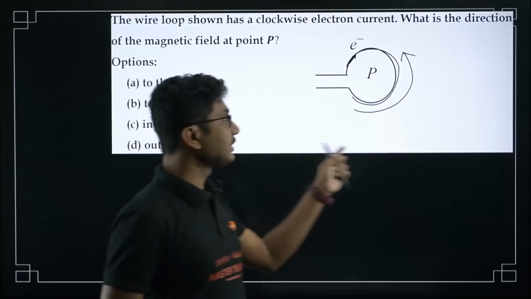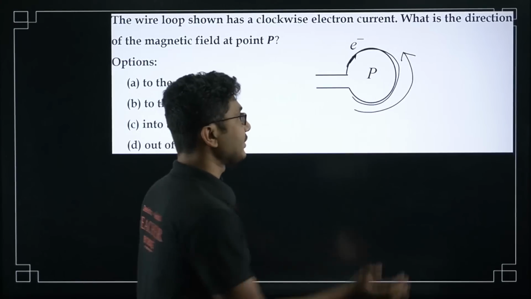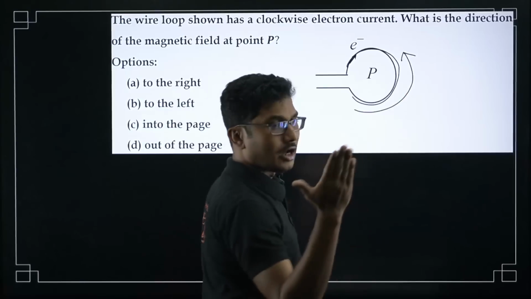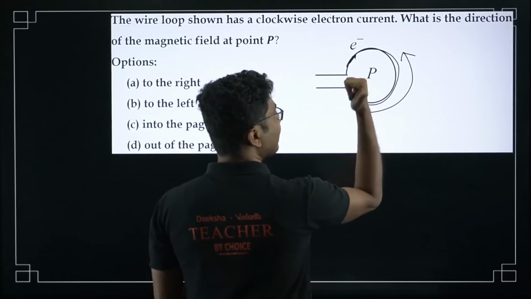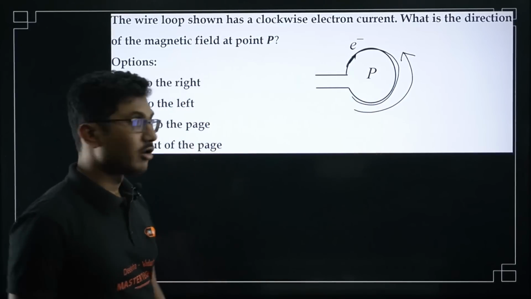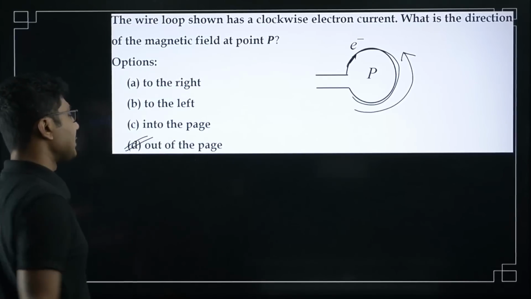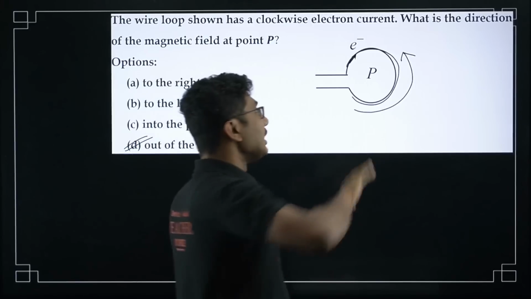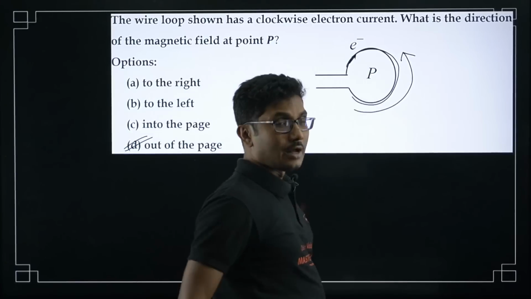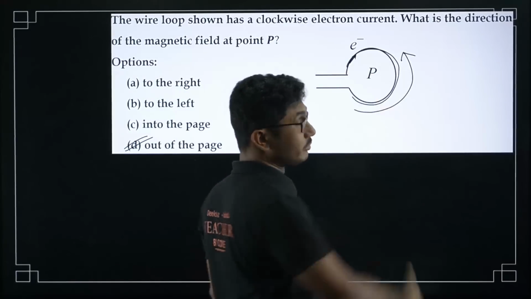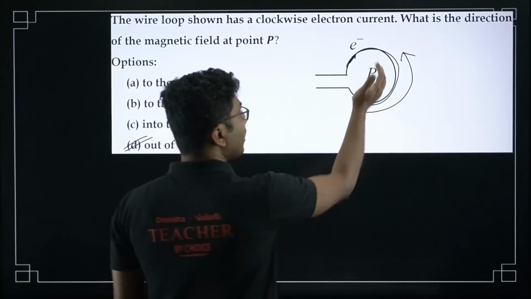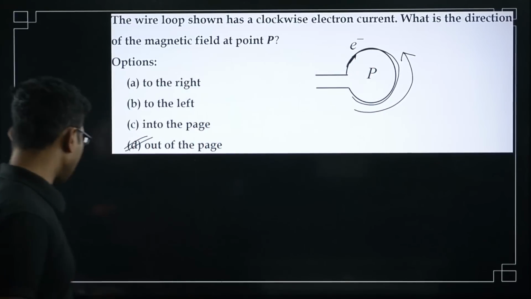If the conventional current is going in the anti-clockwise direction, then you point your fingers towards the current and your thumb will point in the direction of the magnetic field, which is out of the page. So the correct answer is out of the page, option D. Be very careful: the electron is moving in this direction, but the current will be opposite to the motion of the electron. So the field will be out of the page.